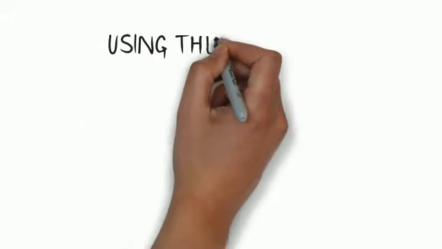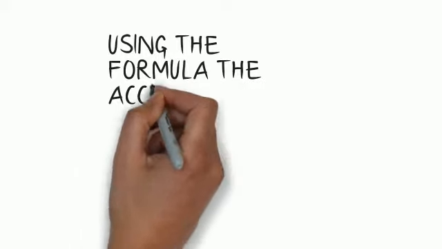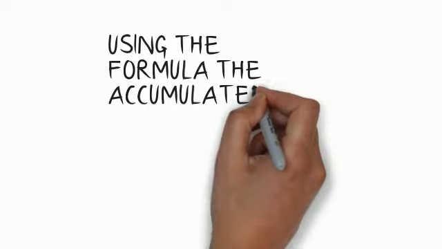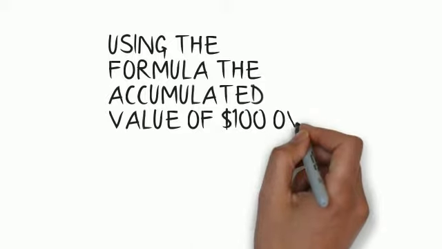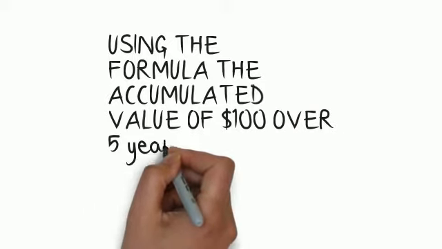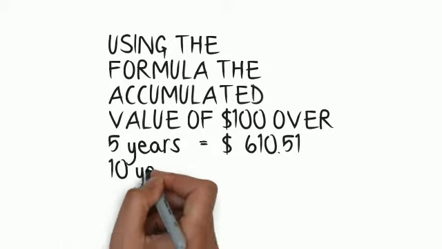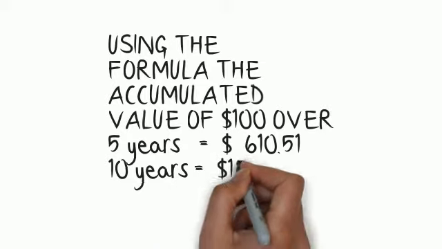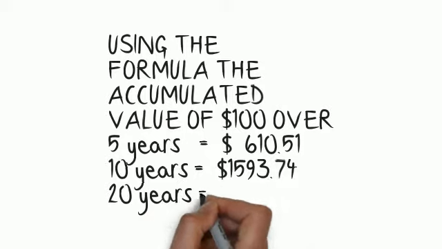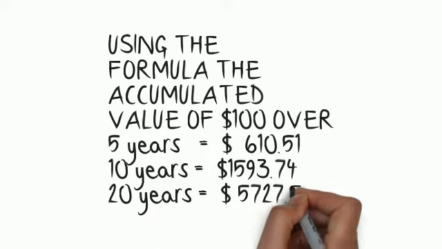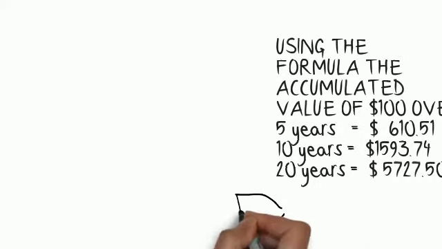And when we calculate those figures, for 5 years, $100 would accumulate to $610.51. For 10 years, $100 will accumulate to $1,593.74. For 20 years, $100 would accumulate to $5,727.50. Please satisfy yourself that you can calculate these figures. It is very, very important for you to understand what is happening.